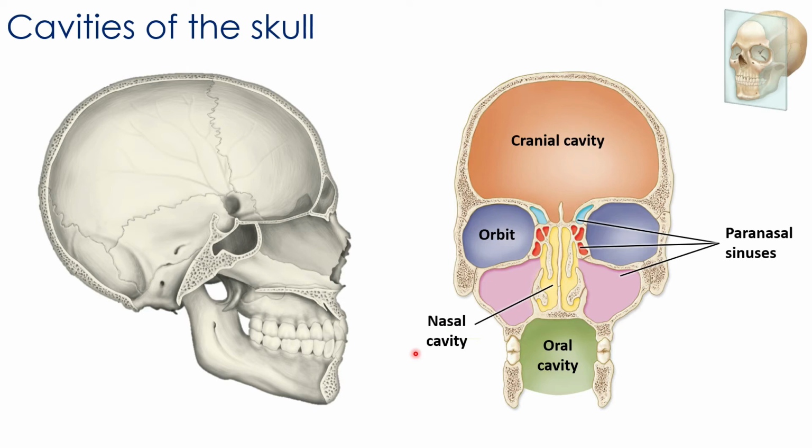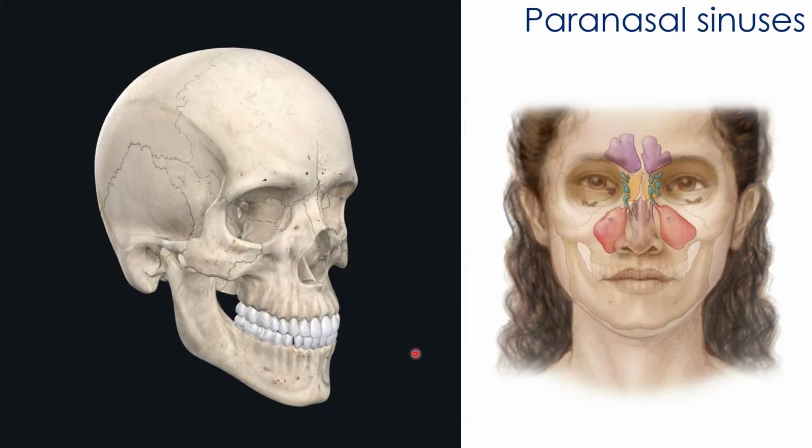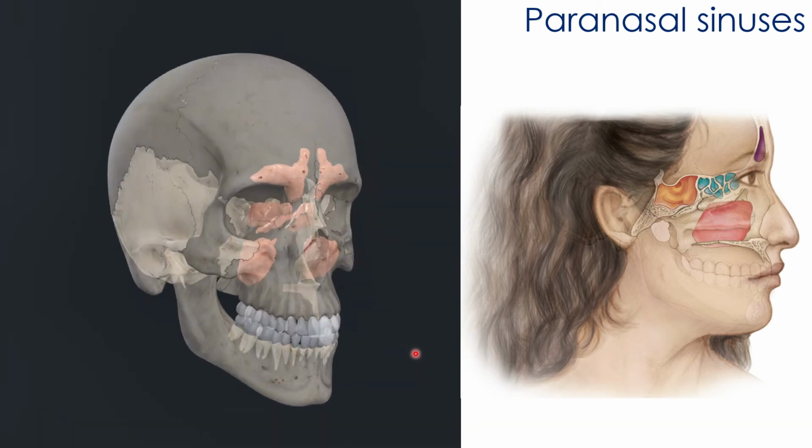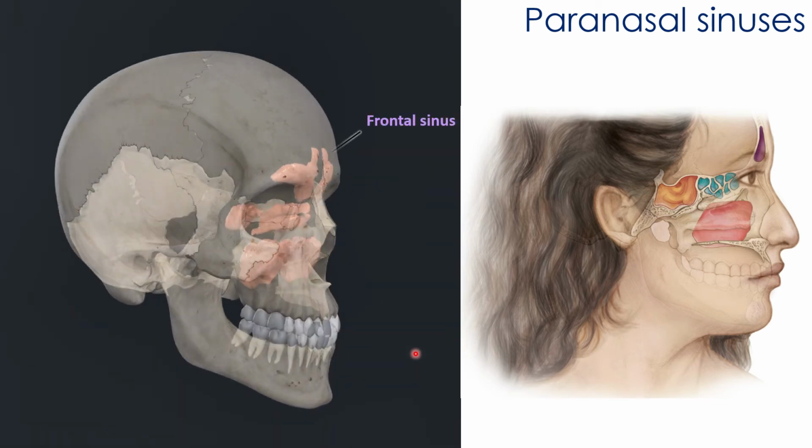So on to the rest of the cavities of the skull. Next we have the paranasal sinuses. Paranasal sinuses are air-filled chambers in the bones of the skull that open into the nasal cavity. There are 4 distinct cavities that make up the paranasal sinuses. The frontal sinuses that are located within the frontal bone, superior and medial to the eyes. The ethmoidal sinuses that are located within the lateral masses of the ethmoid bone. The maxillary sinuses are found within the maxillae, and these are the largest sinuses. And the sphenoidal sinuses are located within the body of the sphenoid bone.